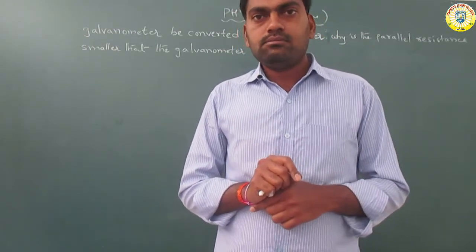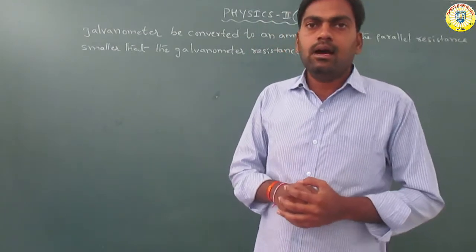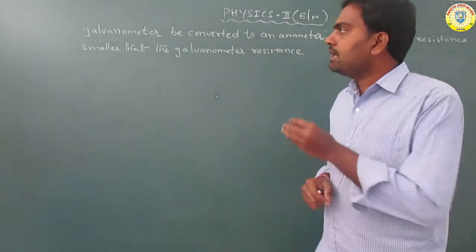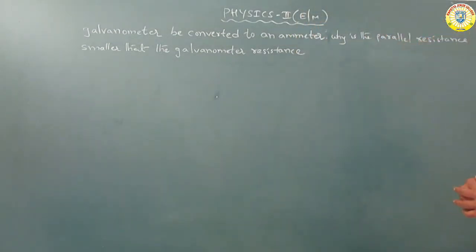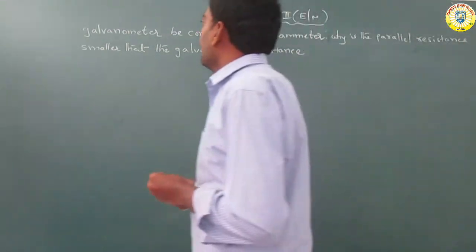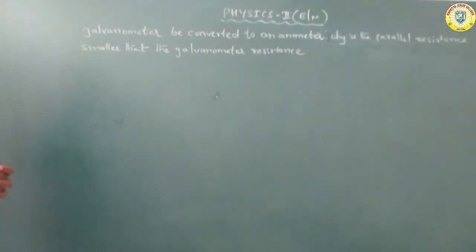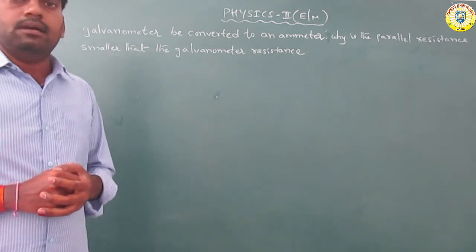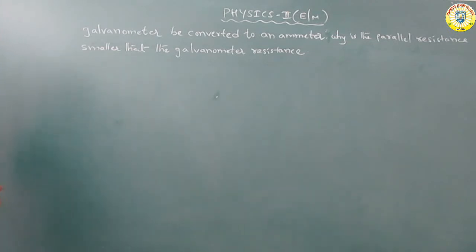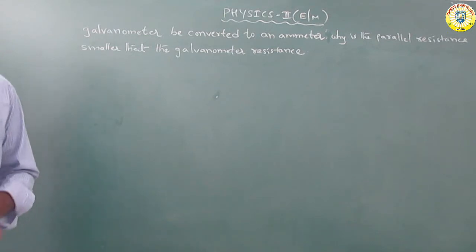Okay, got it. Today we discuss another, very important topic: how a galvanometer is converted into an ammeter. Why is the parallel resistance smaller than the galvanometer resistance? The parallel resistance is smaller than the galvanometer resistance. We are given that information, so the galvanometer is converted to an ammeter.